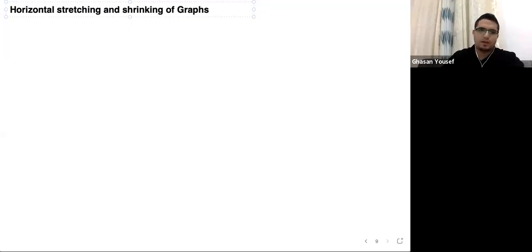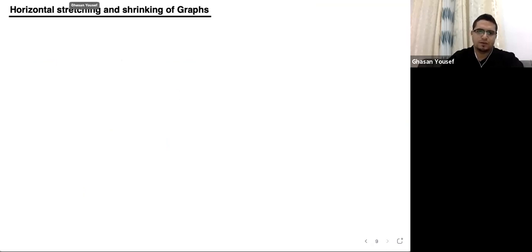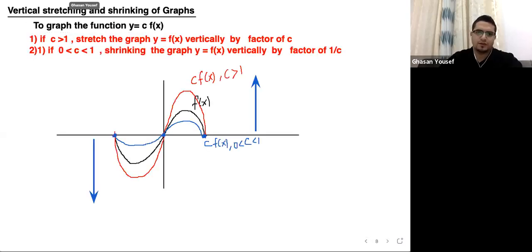Horizontal stretching and shrinking. Same idea. If c is inside the parentheses, to graph the function y equals c times x, we have to follow the rules.